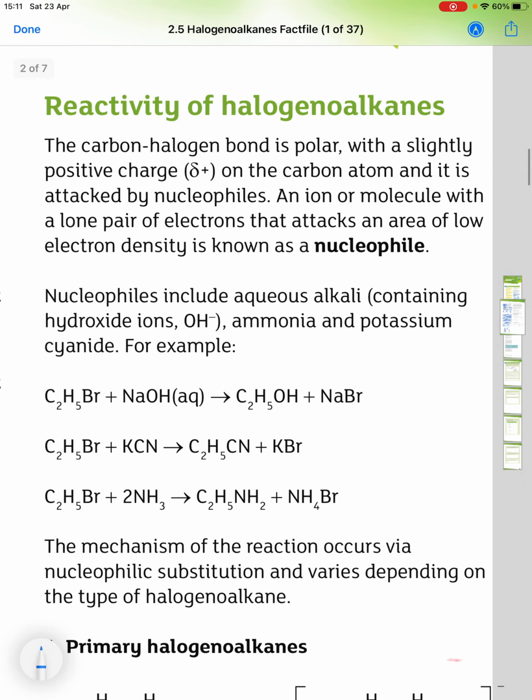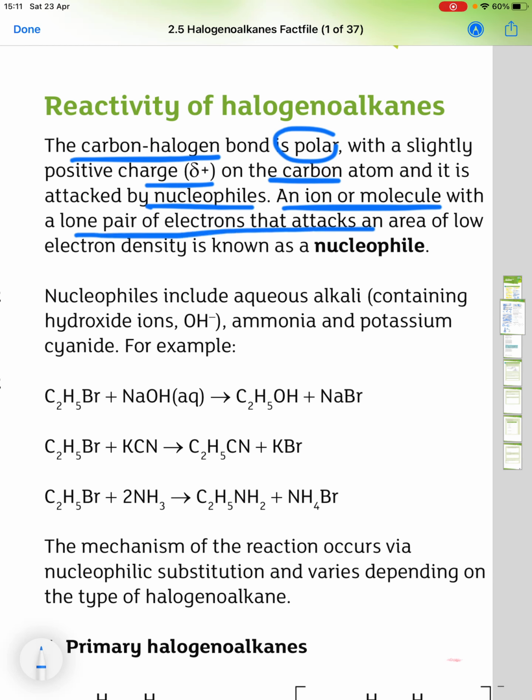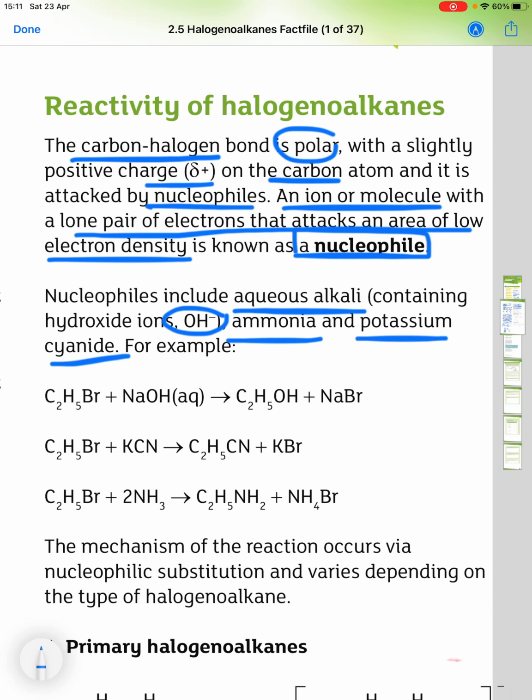Now, thinking about the reactivity of the halogenoalkanes, the carbon-halogen bond is polar with a slightly positive charge on the carbon atom, and it's attacked by nucleophiles. So an ion or molecule with a lone pair of electrons that attacks an area of electron density is known as a nucleophile. And nucleophiles include aqueous alkali containing hydroxide ions, ammonia, and potassium cyanide.